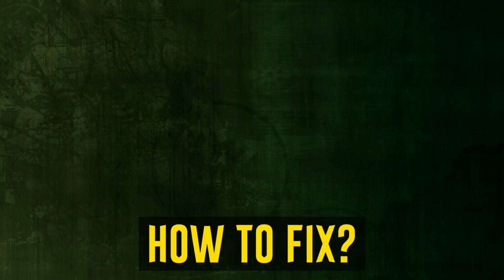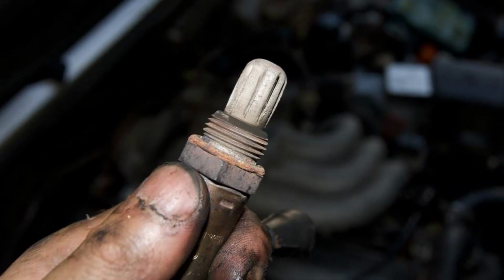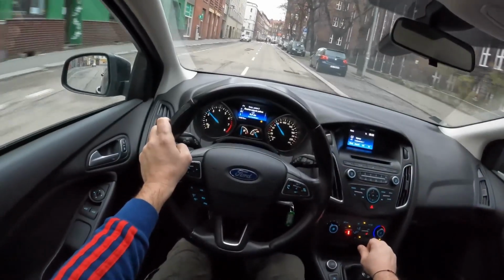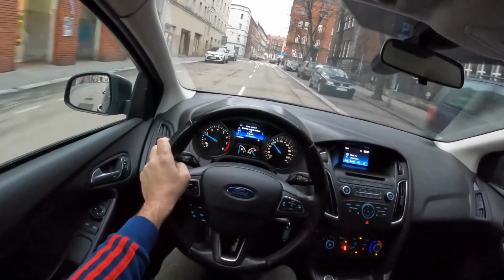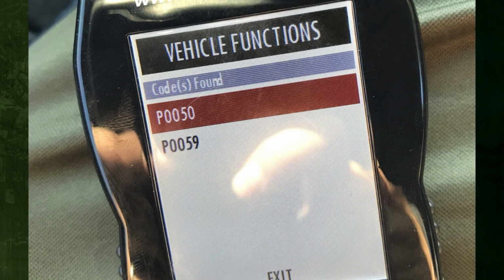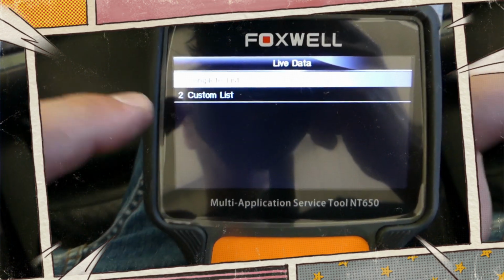How to fix. The root cause of the P50 diagnostic fault code on your car can be found and fixed with the help of the following steps. As always, before attempting any such repairs, consult the factory-specific service literature for your specific model of vehicle. Check for additional DTCs. You should look for more DTCs before starting the diagnostic procedure. Before moving further, any such DTCs that are discovered need to be properly diagnosed.